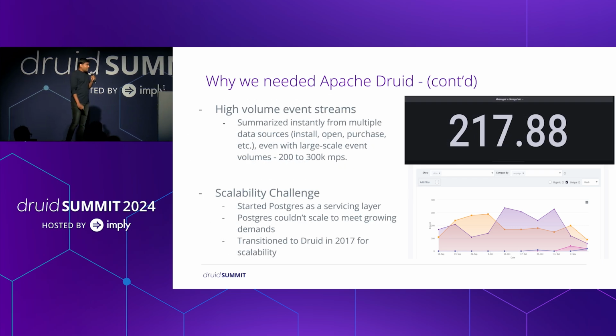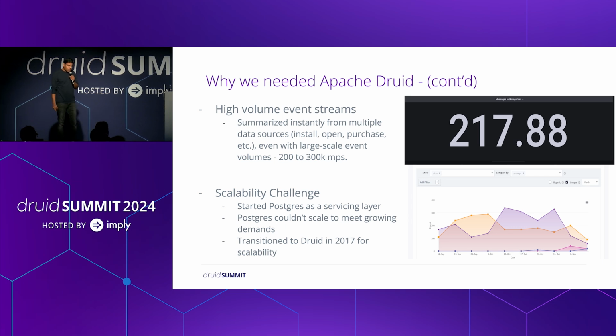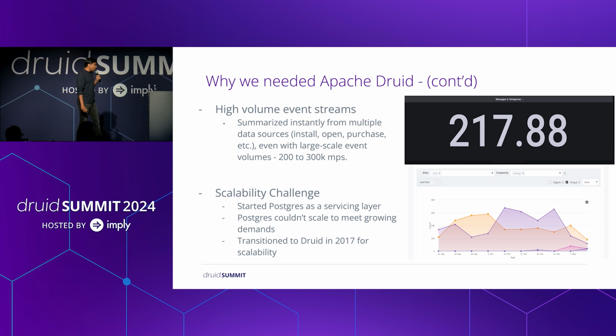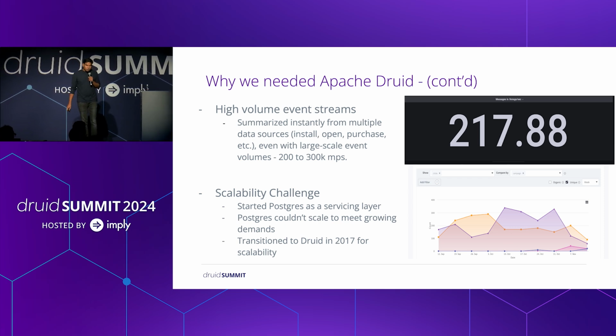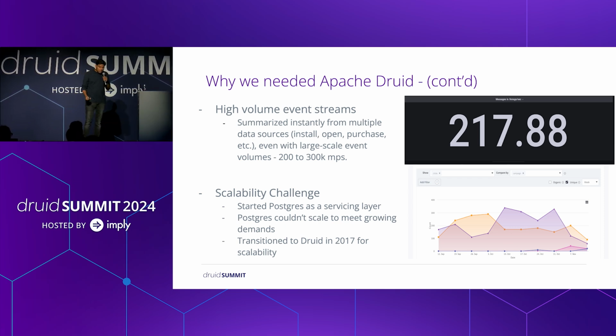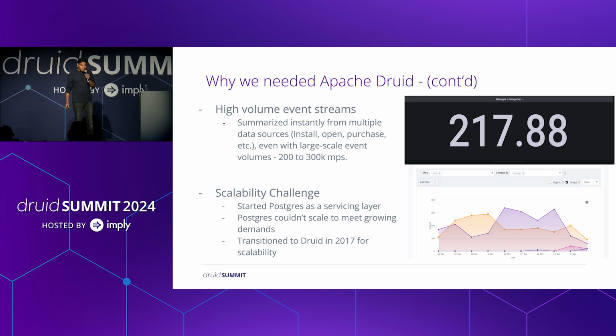And then, that's our volume. Our volume is high. We ingest around 200,000 to 300,000 events per second. With such a large volume, we have to summarize the data and then present analytics to the user. So Druid handles a high volume of data. Some history: we started with Postgres. Within a few months, it couldn't meet all these requirements. In 2017, we adopted Druid. So far, it's working fine.